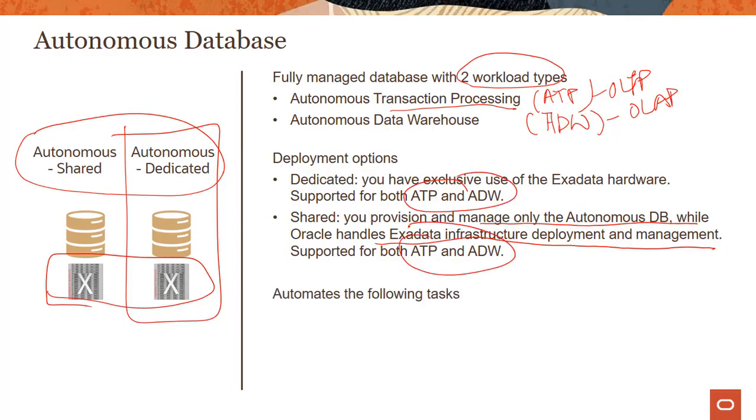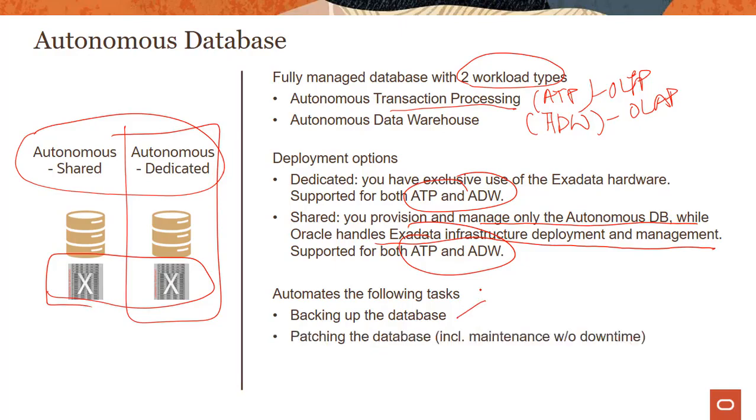So why use autonomous, right? We talked about the key characteristics of self-repairing, self-tuning, self-securing, self-driving. The idea here is that lots of tasks get automated with autonomous, right? Backing up the database: you don't have to initiate the backup. We do that automatically for you. Patching the database, including maintenance, without any downtime.